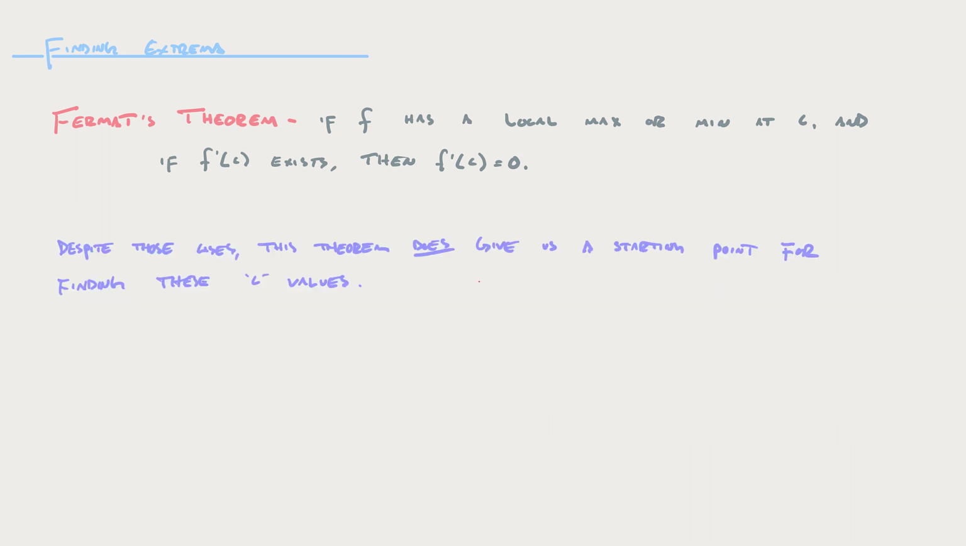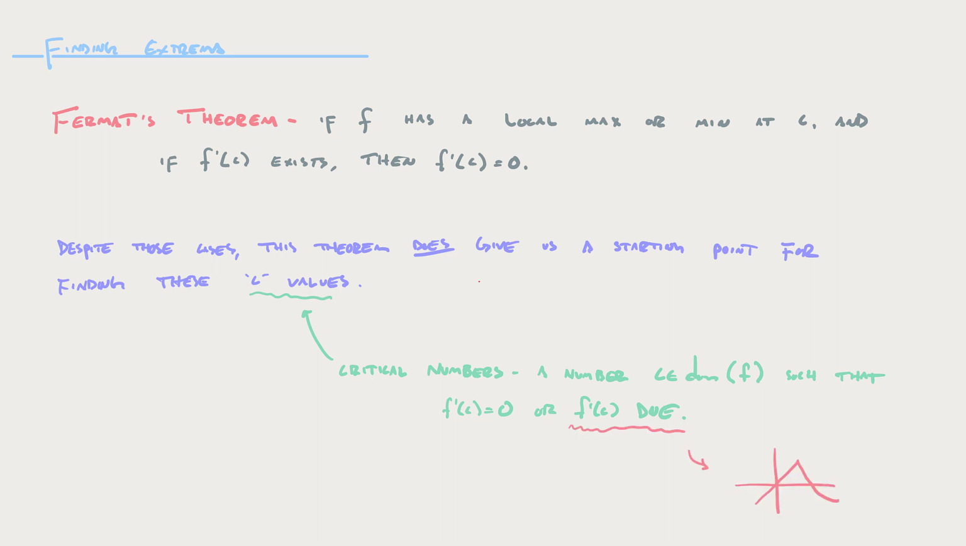Despite these things, though, the theorem does give us a starting point for finding these c values, which, by the way, we're going to call critical numbers. A number c that's in the domain of the function such that f prime of c is equal to 0 or f prime of c does not exist. Those are things we're going to call critical numbers. And the points where it doesn't exist, again, would be something like a corner. Where a corner exists, there could still be a maximum when the derivative does not exist.